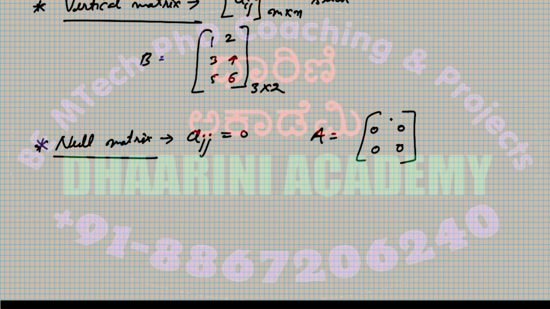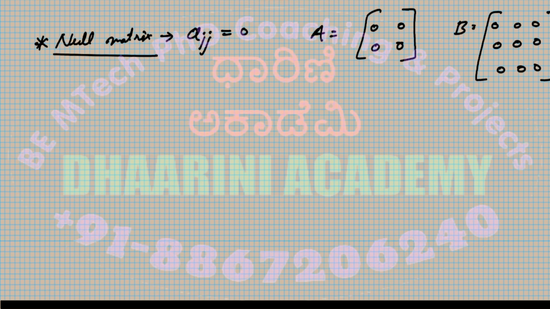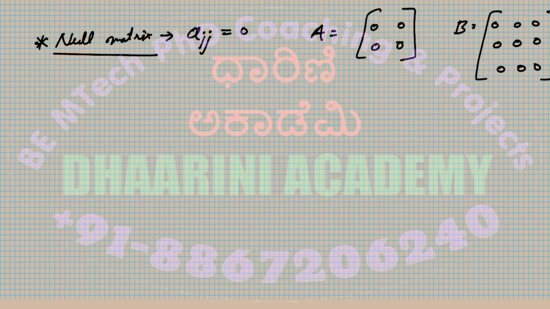Right? You can also write 3 into 3. So B is equal to all 0s, 0, 0, 0, 0, 0, 0, 0, 0. So this is a 3 cross 3. Okay, that's a null matrix. Normally we deal with null matrices which are square in size. They are most commonly used in engineering applications and building mathematical models. So 2 cross 2, 3 cross 3 are common.